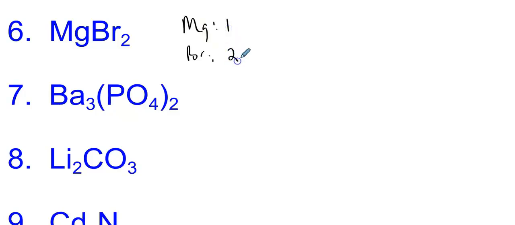We have 1 Mg and 2 Brs, and it would be the same if we were going to break it down to individual atoms. Here we have Ba and PO4. PO4 is a poly, Ba is mono. These were both mono. So I have 3 Bas and 2 PO4 groups. Why? Because the parenthesis says I have 2 of that group.